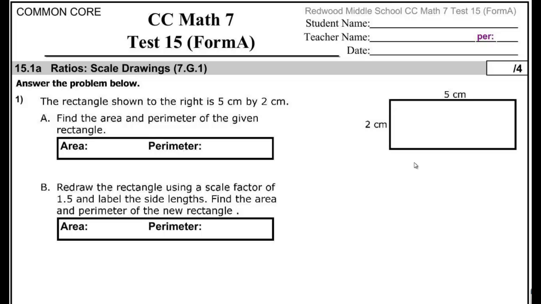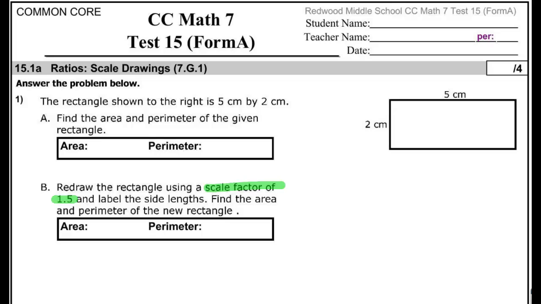Scale up if the scale factor is greater than 1, scale down if the scale factor is less than 1. In the case of this problem, what we need to know is that the scale factor is 1.5. So we know our new drawing will be larger than our old drawing, which means our new area and perimeter will be greater than our old area and perimeter.